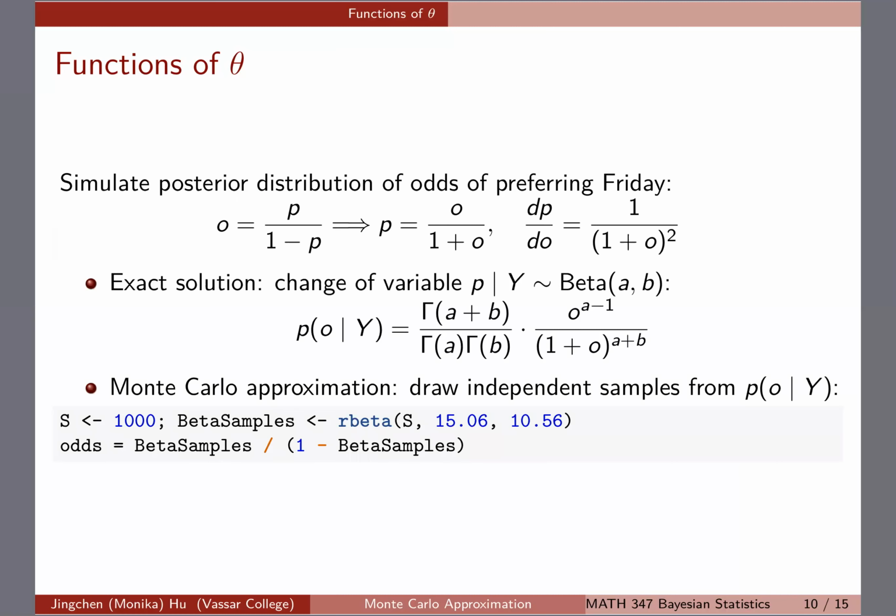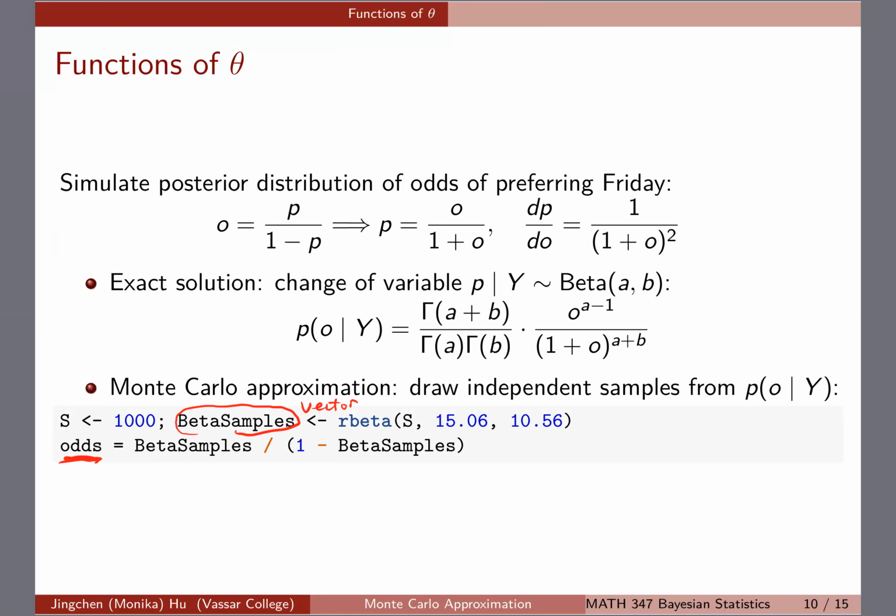So you see what I'm doing here? We're still setting S to be 1,000 here. And remember, we just use beta samples just to store all of the values of P, the draws of P, right? And what I simply do is apply the function of odds directly on the draws. So this is a vector of length 1,000 because I make 1,000 draws from this beta.